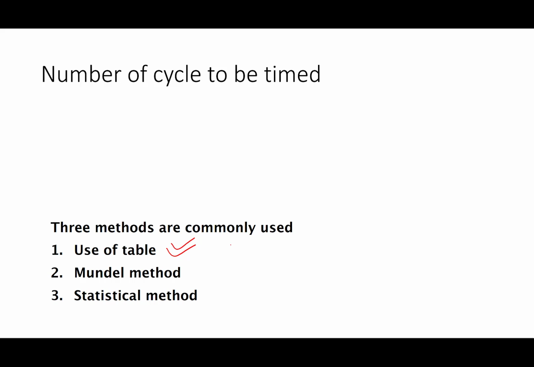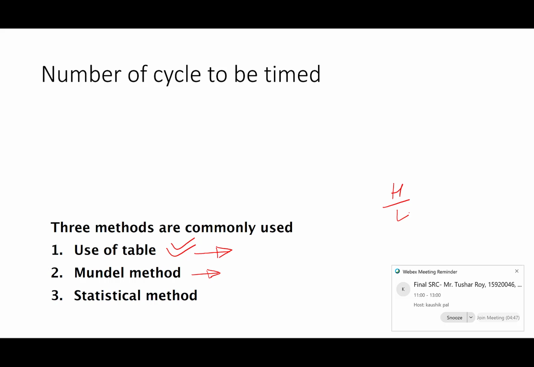There is nothing like a 95% confidence level or 5% confidence level, which is used in a statistical method. So the companies have developed their own tables for determining the number of observations depending upon the frequency of occurrence and the duration of the work cycle. Then the Mundell method is another one, also based on the data we get from the observations and the variability which exists: what is the highest value, what is the lowest value, what is the cycle duration, and how many observations are being taken. Then the statistical method, of course, is also there. If we need more accuracy, then more observations; if we need less accuracy, then fewer observations. That again will depend upon the work cycle time.